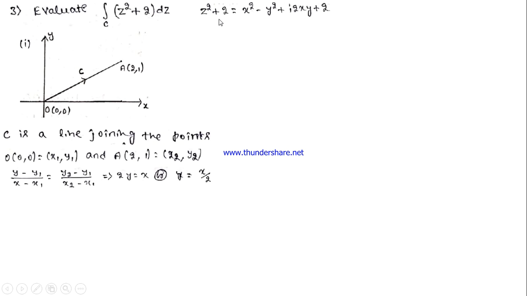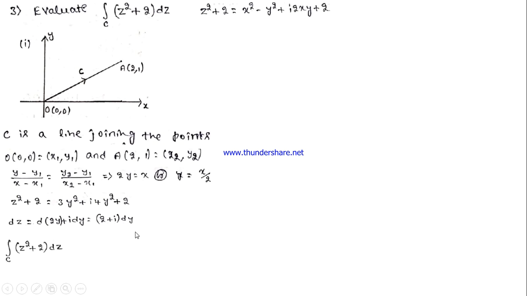Now z square plus 2 is x square minus y square plus i 2xy plus 2. If I substitute x is equal to 2y, we get 4y square minus y square, that is 3y square, plus i 2 times 2y, which is 4y square, plus 2. And we know dz is dx plus i dy, where x is nothing but 2y. Differentiation of 2y is 2 times differentiation of y. So that gives (2 plus i) dy.